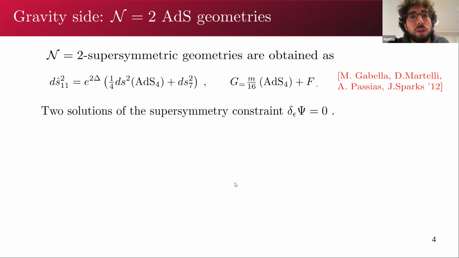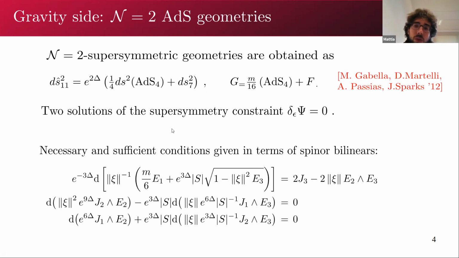For what concerns the dual gravity side, the most general framework in which to derive geometries which are N=2 supersymmetric was analyzed in this nice paper by Gabella, Martelli, Passias, and Sparks. They consider geometries, of course the most generic ones, with an AdS4 factor, as a warped product of this AdS4 factor times an internal metric. The way they derive and specify these geometries is by demanding that there are two solutions to the variation of the gravitino equals 0 constraint, which is the usual supersymmetry constraint.